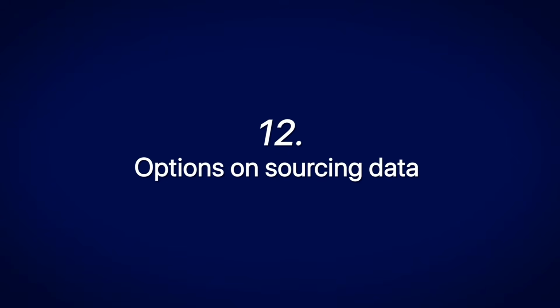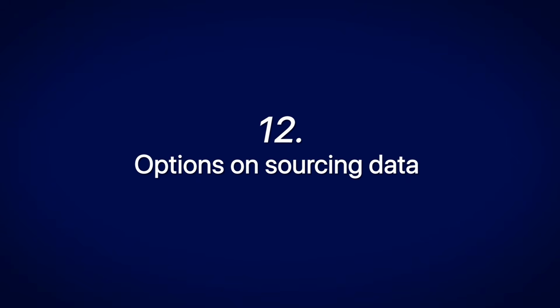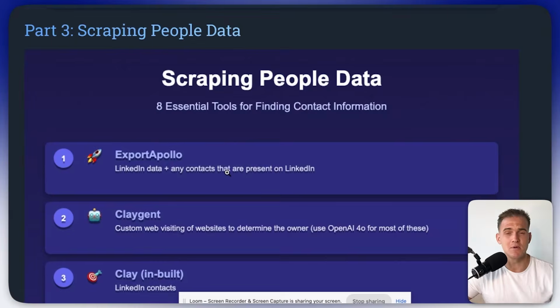Let's talk about the different options that you have when it comes to sourcing people data or contact data in order to use that inside of your Clay tables. I'm just going to walk through a couple of options, and it's completely up to you which one of those options you think is appropriate for your business. Export Apollo, naturally, as I mentioned before, if you can't quite afford Apollo.io and you want to save a lot of money on that, you can basically scrape Apollo using Export Apollo.